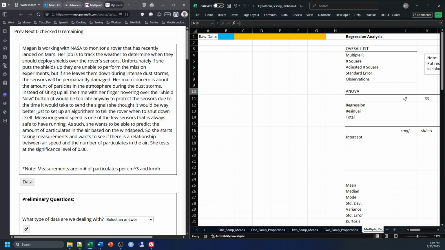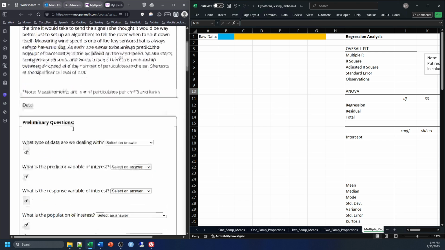She thought it would be way better to set up an algorithm to tell the rover when to shut itself down. Measuring the wind speed is one of the few sensors that is always safe to have running. As such, she wants to be able to predict the amount of particulates in the air based on the wind speed. So she starts taking measurements and wants to see if there's a relationship between the airspeed and the number of particulates in the air. She tests at the significance level of 6%.